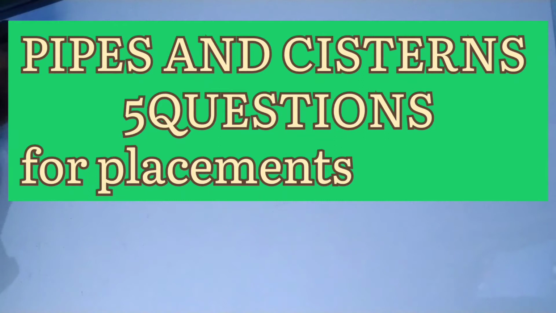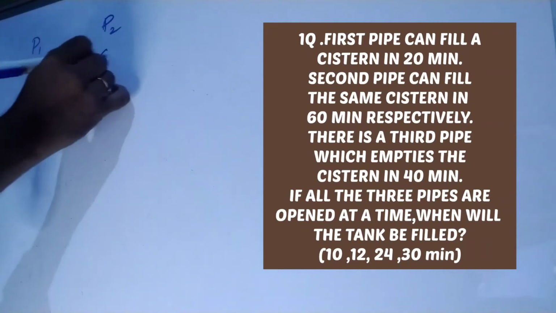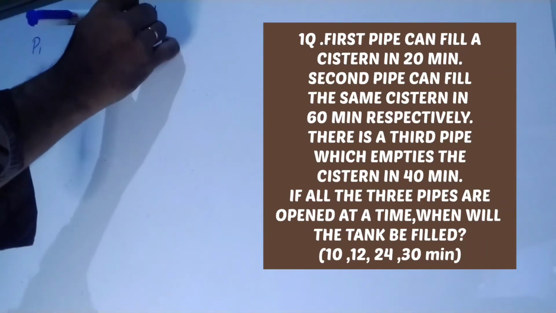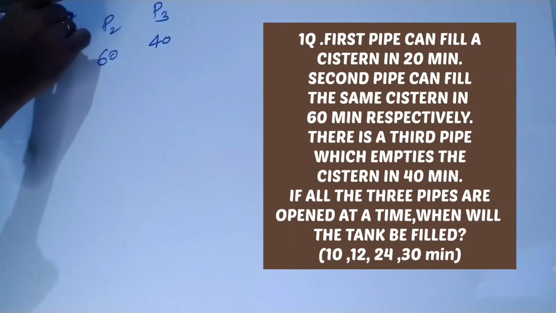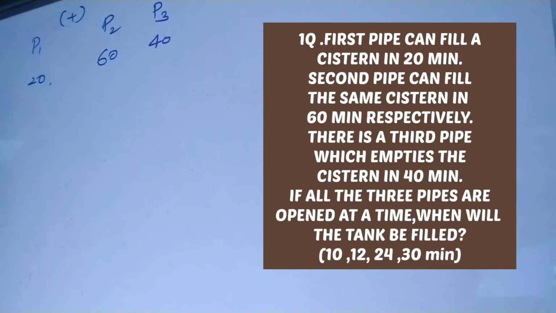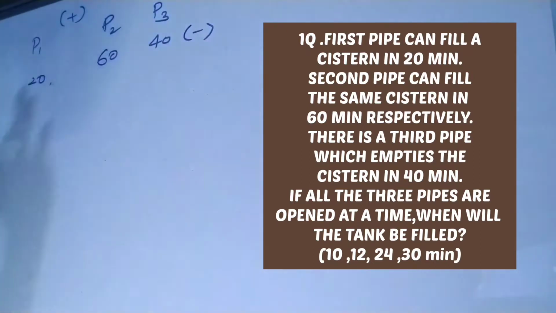Pipe 1 can fill a cistern in 20 minutes. Pipe 2 can fill the same cistern in 60 minutes, whereas pipe 3 is removing water from the cistern in 40 minutes. So these two are filling it, one is emptying it. Filling is always plus, removing is always minus. So pipe 3 is minus. Why? Because it is emptying the cistern. Pipe 1 and pipe 2 are plus.